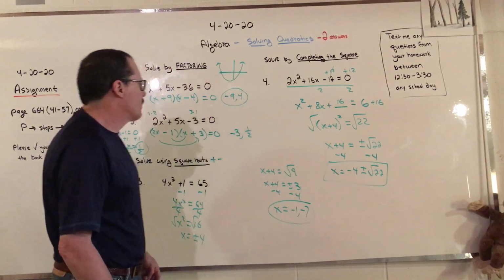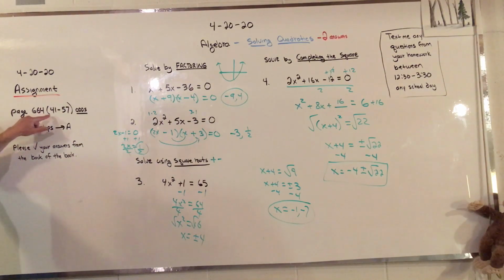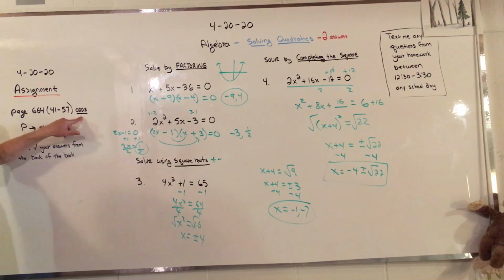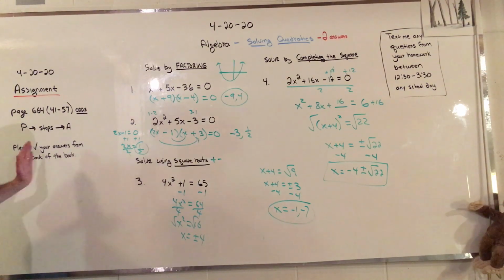All right, so I hope that helps you. Your assignment today is page 664, 41 through 57, just the odds. Problem, steps, and answer. And please check your answers from the back of the book. All the answers are there. Please look them up to make sure you're doing them right. And you can text or call me if you have questions. I'm glad to help you out.